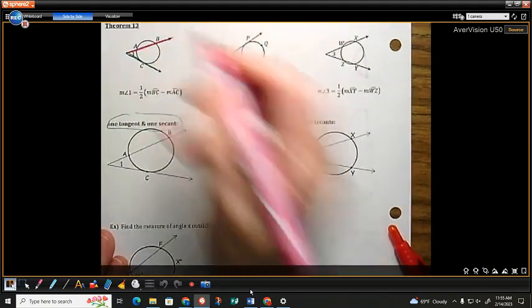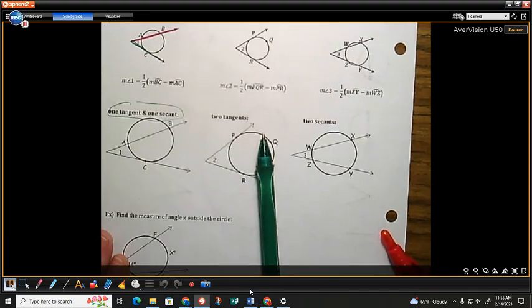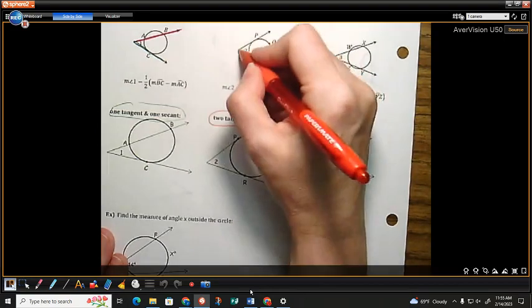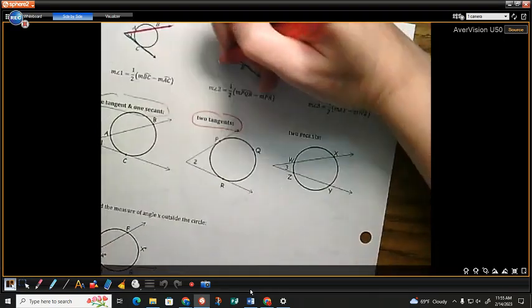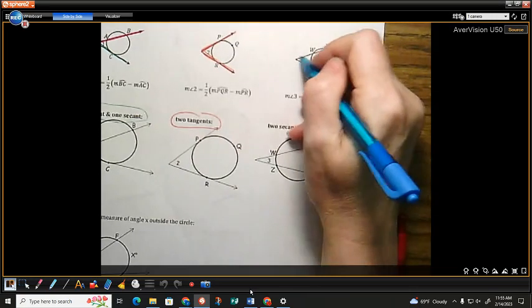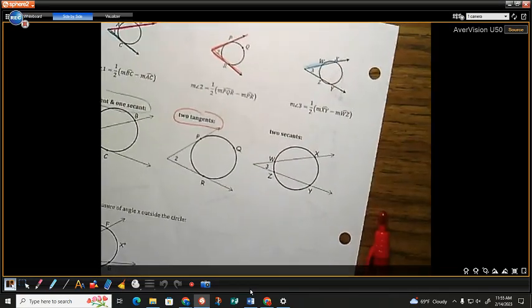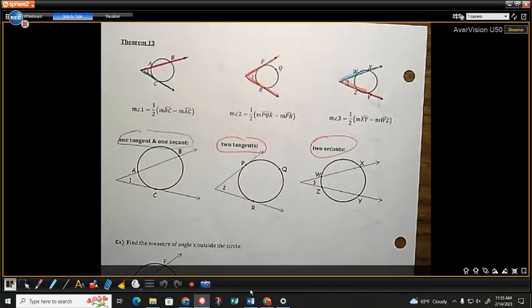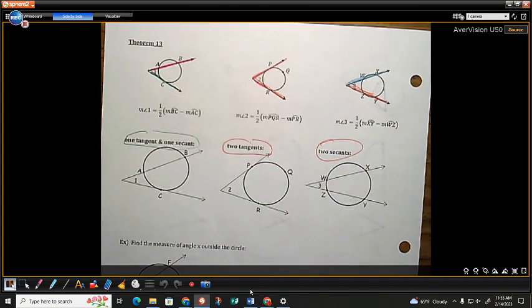The second one is made of two tangents. And the third one is made of two secants. Seriously, the answer was right there. Okay, now y'all cooperated well on that, so y'all go get your candy.